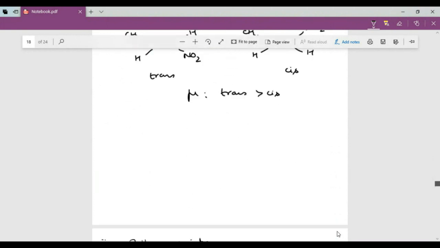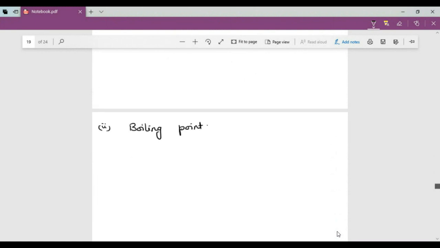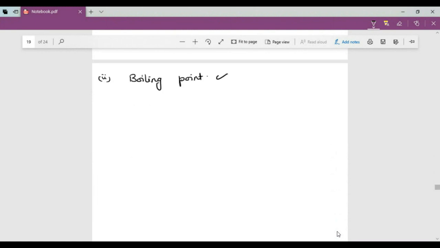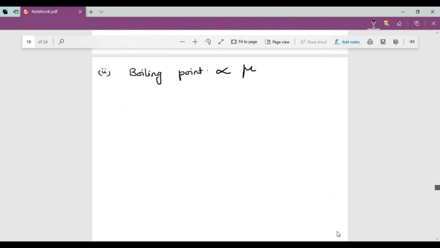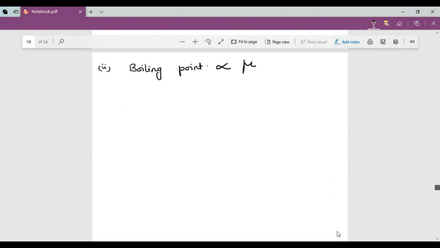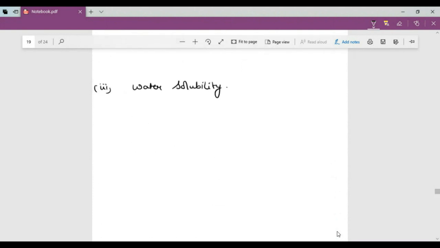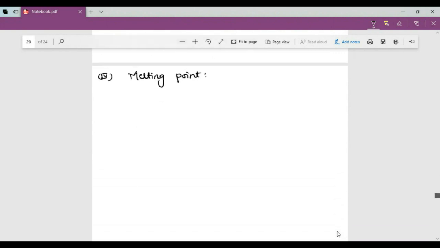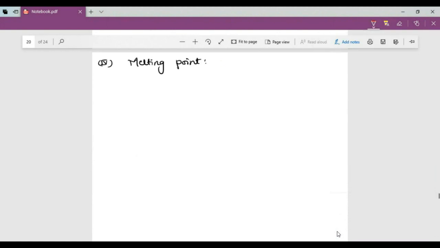But once you analyze the dipole moment order, then I can say boiling point will be directly dependent on dipole moment values. Whichever isomer has higher dipole moment will have higher boiling point. Water solubility is directly proportional to dipole moment. Whichever isomer has higher dipole moment will have higher water solubility, as like dissolves like. But melting point has nothing to do with dipole moment.